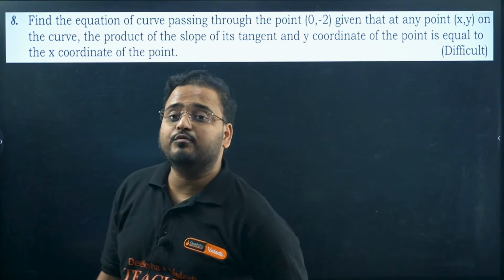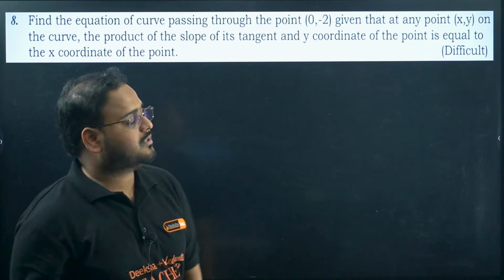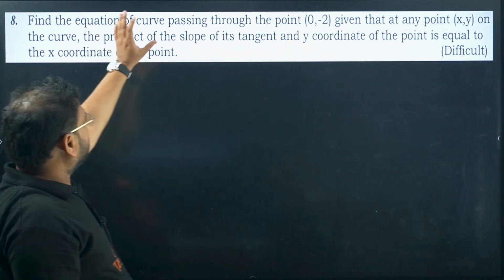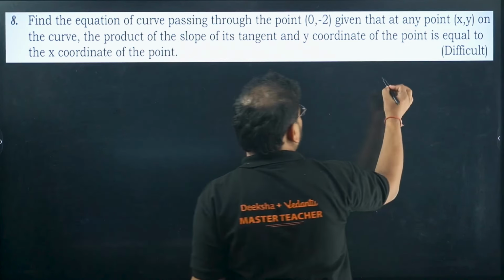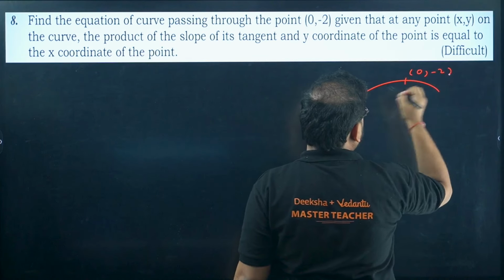Next. Okay, this is a word problem. We'll see. So basically they are looking for us to find the condition of a particular function. You'll see. Find the equation of a curve passing through a point. They have given a point. So this is a curve like this. The point given is 0, minus 2, where it passes through.